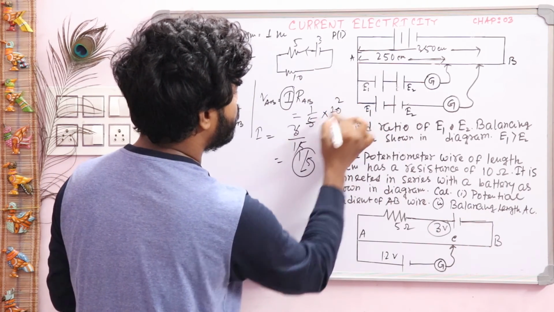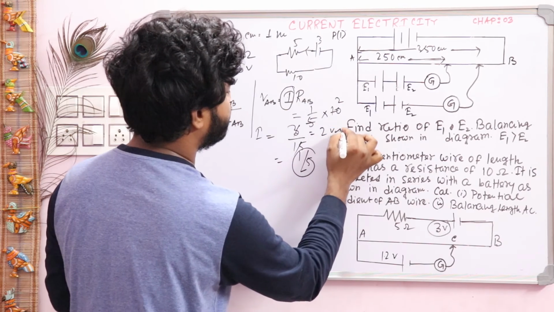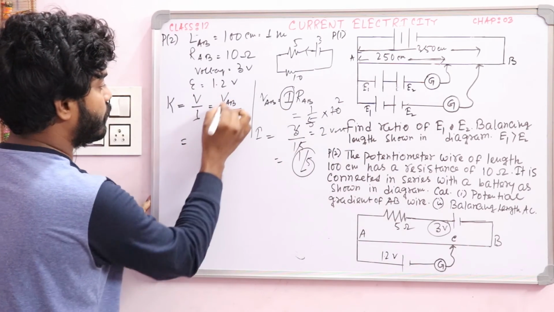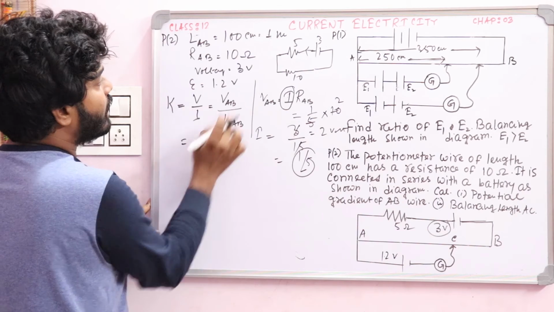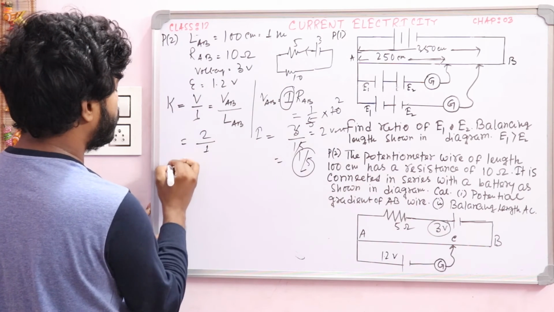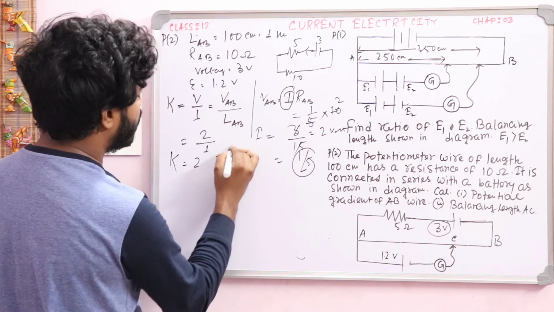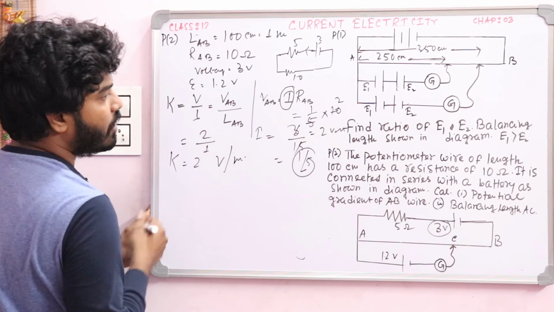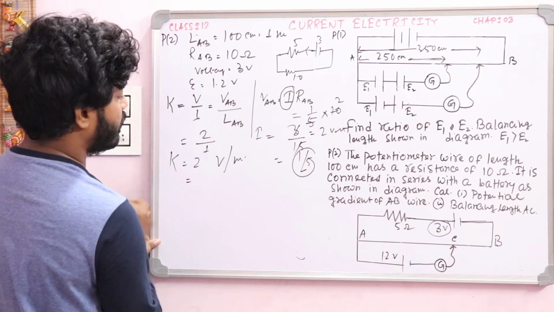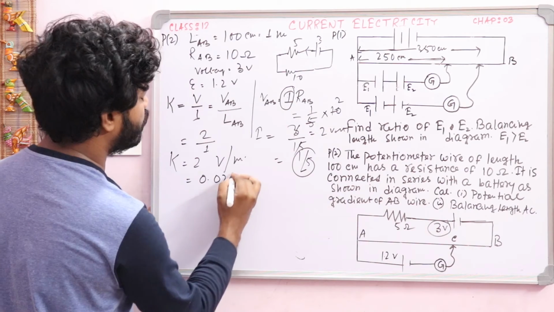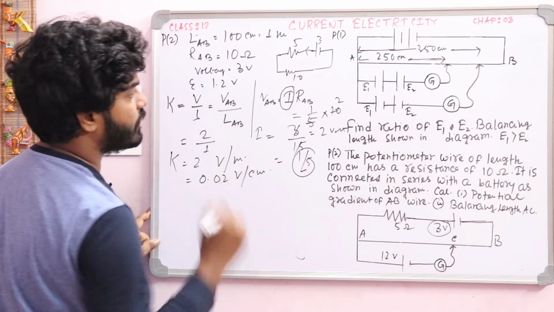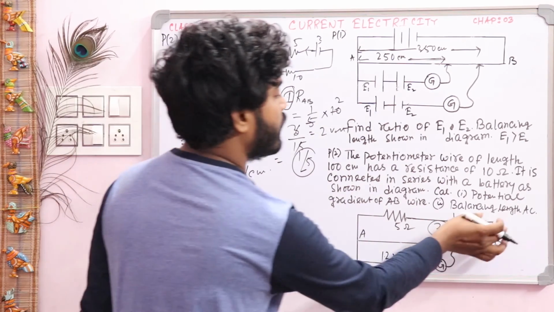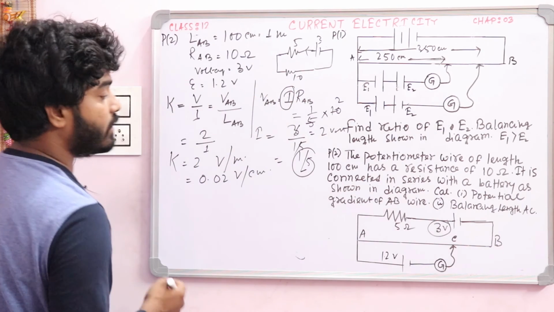So this value will be 2 volt. Now solve it. So this value is 2 volt and LAB is 1. So the value of K is 2, and the SI unit is volt per meter, or you can write in CBSE that is 0.02 volt per centimeter. Now our second question, that is we have to find out balancing length AC.